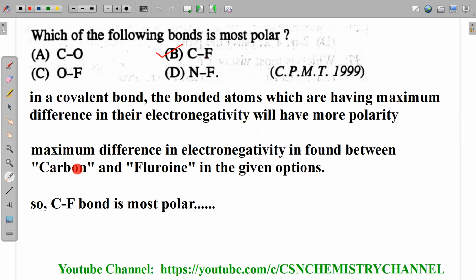Here carbon has less electronegativity, fluorine has more electronegativity. That's why the difference in electronegativities is maximum. Hence, this carbon single bond fluorine bond is most polar. Very important model.